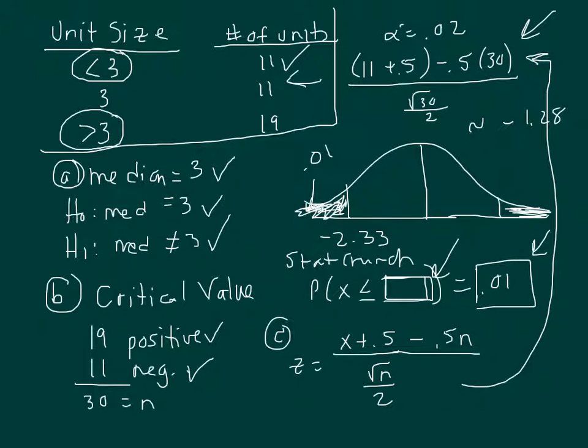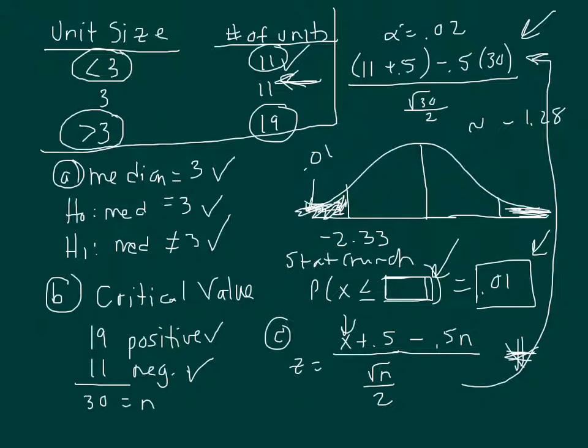Now, part C asks you to find the test statistic. Since n is 30, which is greater than 25, you're going to use your z calculation. This is the formula for z. Now let me tell you what x is. x will be the smaller of this number or this number. Remember, ignore the one that's exactly 3, the 11 units that had exactly 3 rooms, because they're claiming that the median is 3. So the smaller of 11 and 19 is 11. So that will be your x value.